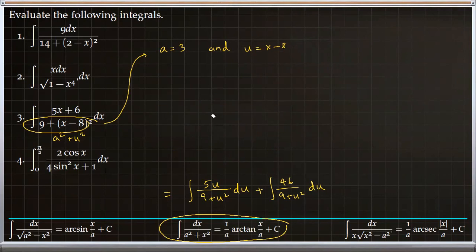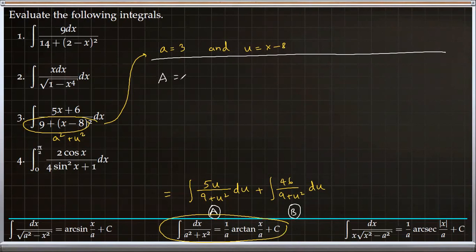For the first one, I'm going to call the first integral, this one a, and this one b. Okay, so a equals the integral of 5u over 9 plus u squared du. Now this looks like we can solve this by u substitution.